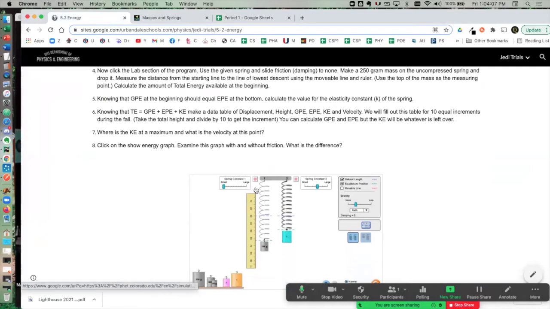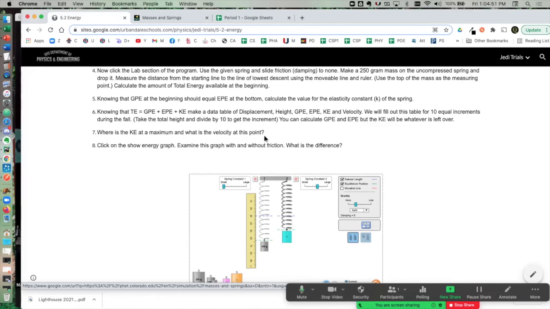Part 6, knowing that the total energy should equal the GPE plus the EPE plus the KE at any point on the fall. Right, at any point in the fall, if we add up these 3 things, we should get like the 2 joules. Okay. So knowing that, make a data table. It's a big data table we're going to make. The first column is going to be displacement, how far we stretched it. Second column is going to be the height, how far it is from the bottom point. The gravitational potential energy column. I want an elastic potential energy column. I want a kinetic energy column, and I want a velocity column. Okay? And we're going to fill this table out.